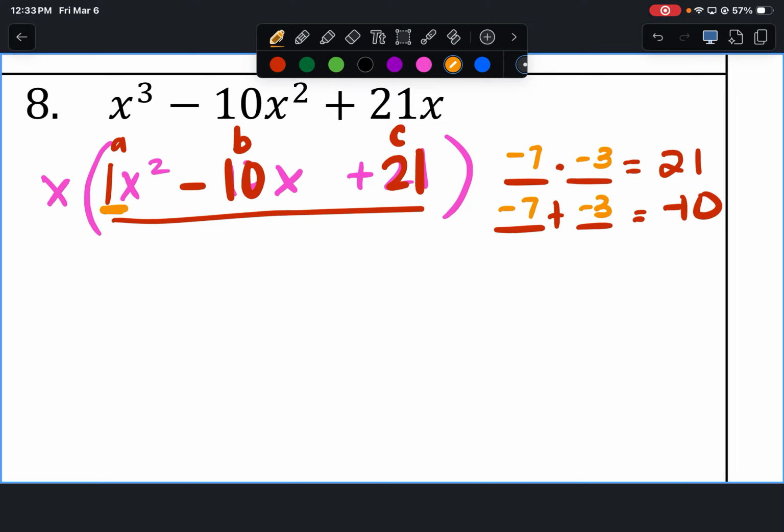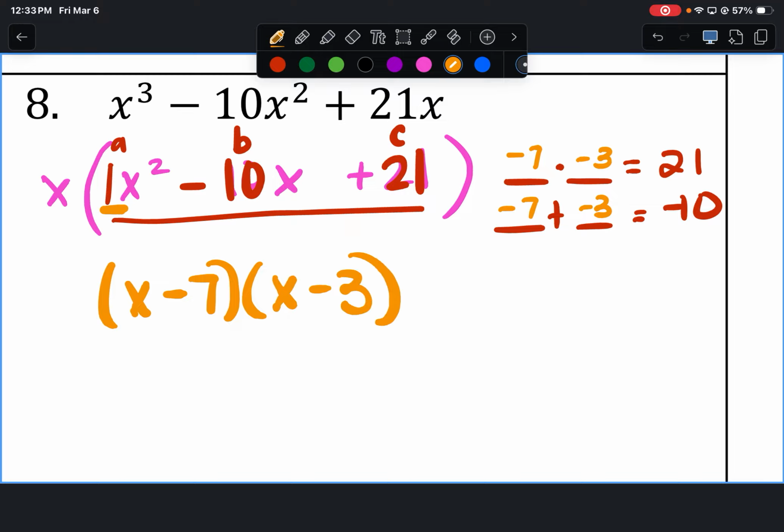Now, can we use the shortcut? Yes. Because A is 1, we can use a shortcut, so we can just do x minus 7 times x minus 3. And is that the final answer? No. What do we need to do? X. Got to put that GCF in front.